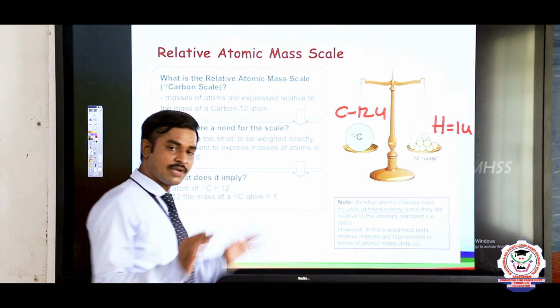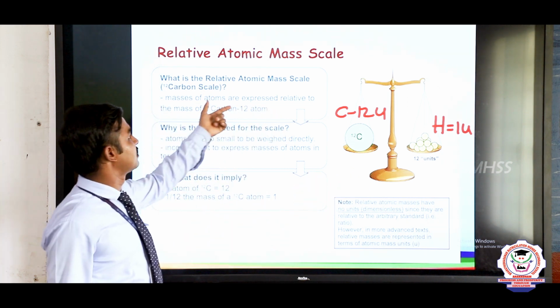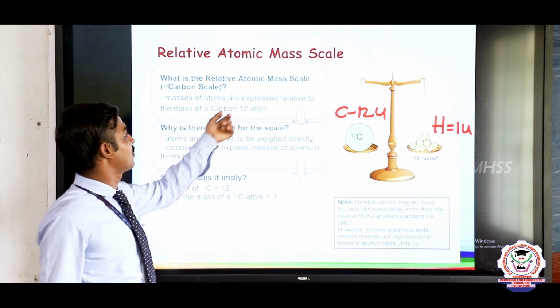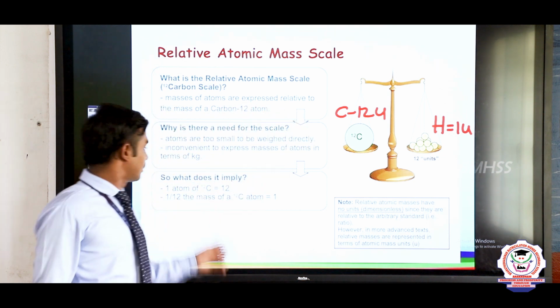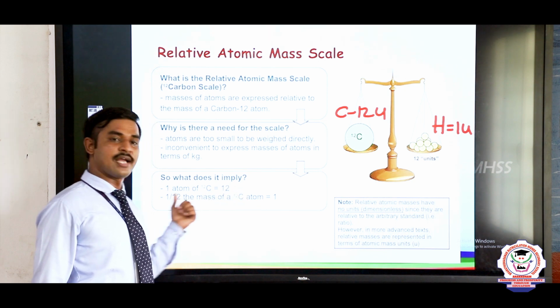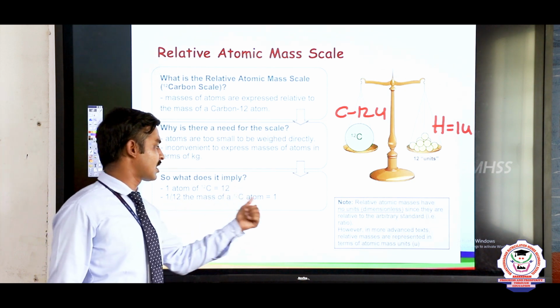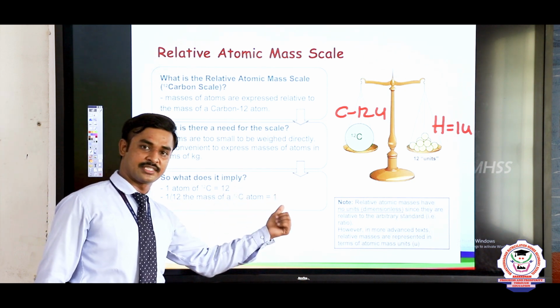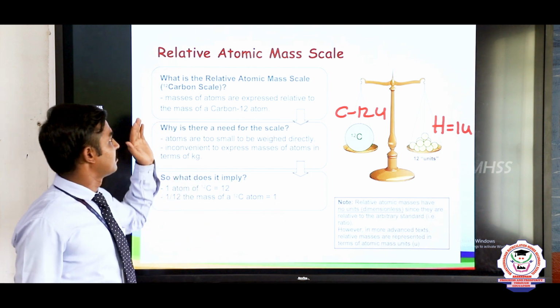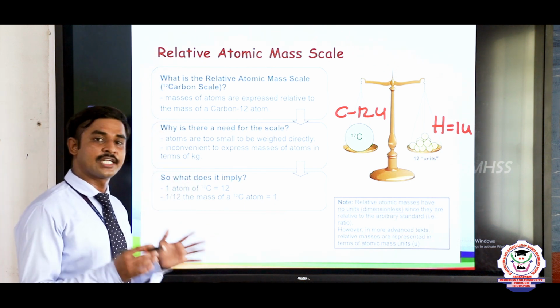So, the relative atomic mass is the mass expressed relative to the mass of the carbon 12 atom. The carbon 12 atom has 12 units and 1 by 12th mass of the carbon 12 atom has only 1 unit. This is the correct explanation of relative atomic mass.